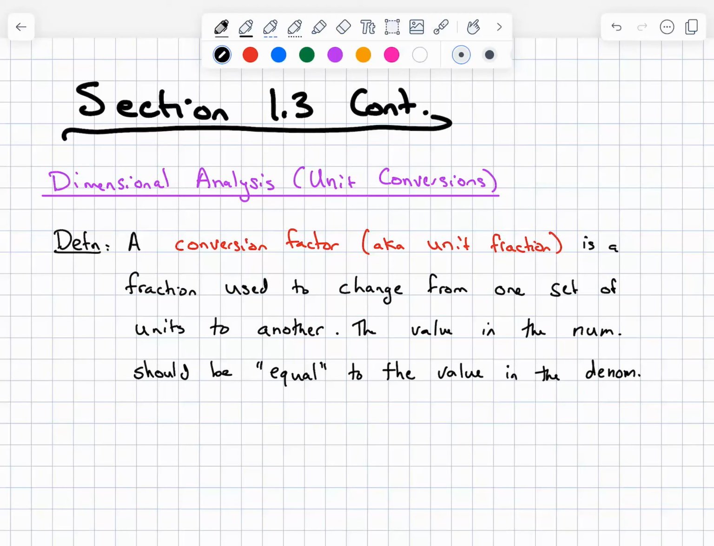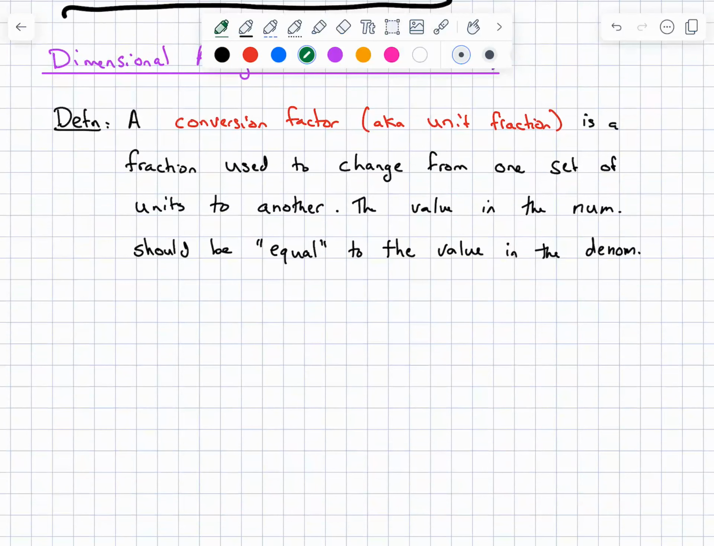You've seen them all the time. You use these without even realizing it. So some examples. I'm going to say the conversion factor over here. So the first one is that 12 inches equals 1 foot.